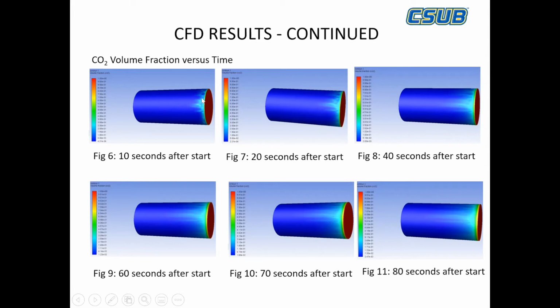Now, once you start injecting carbon dioxide, it changes close to the inlet, as you can see. It's no longer blue, it's fluorescent green, which means that you have some volume fraction of carbon dioxide entering the sample. And this is after 10 seconds from the start, and you can take a look at what's going on at 20 seconds, 40 seconds, and I guess I have everything through 80 seconds here.